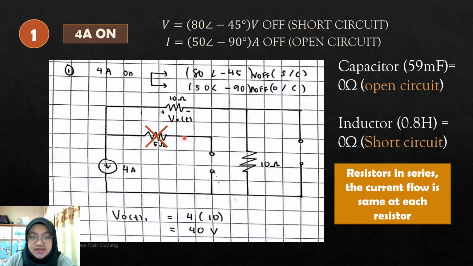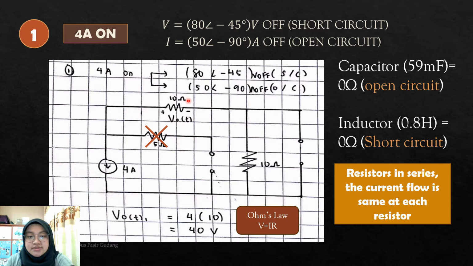To get the value of V naught, I can easily use Ohm's law, which is V equals IR. So I take 4 ampere times 10 ohm, and I get the value of V naught T1, which is 40 volt.